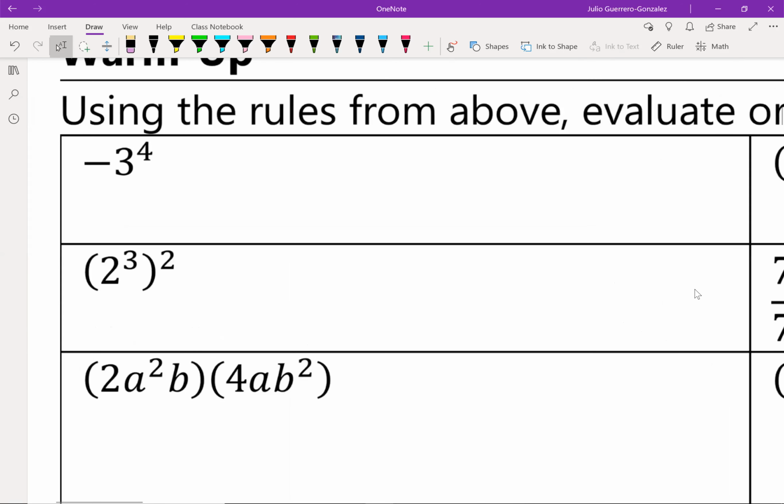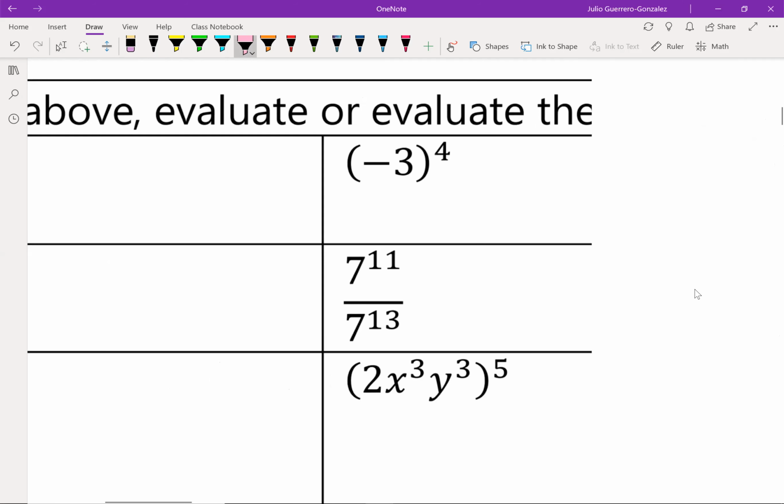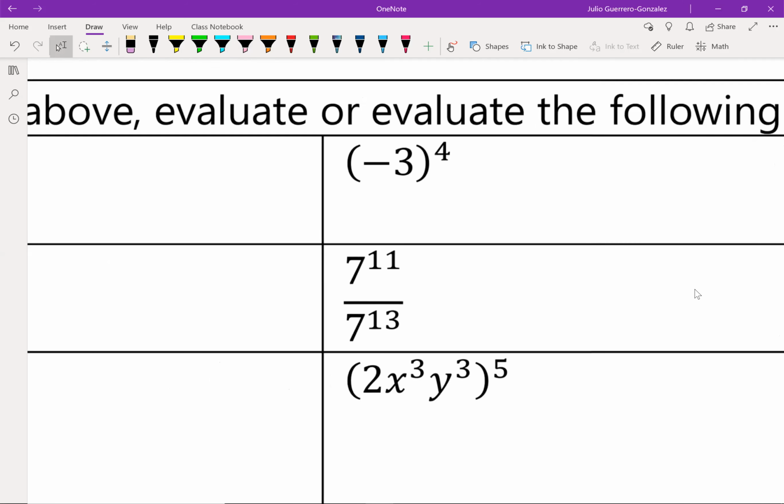So this 4, does it hit the negative or does it not hit the negative? No, it doesn't. Right, so it only hits the 3. Hence the reason why parentheses are very important. So in the one next to it, the exponent 4 does actually hit the negative this time.